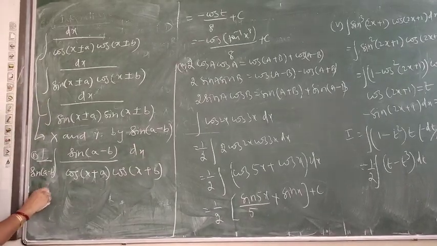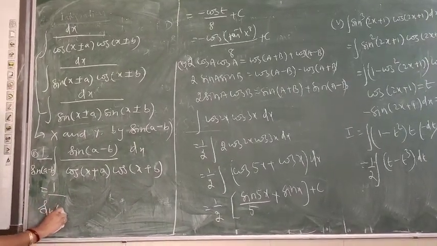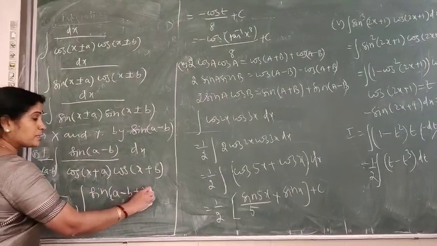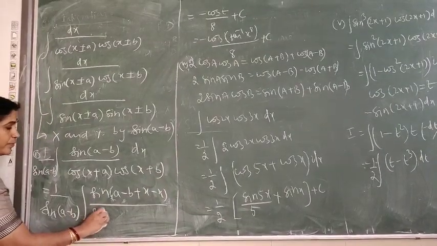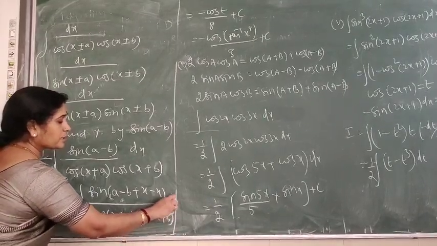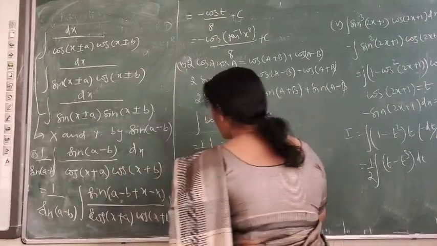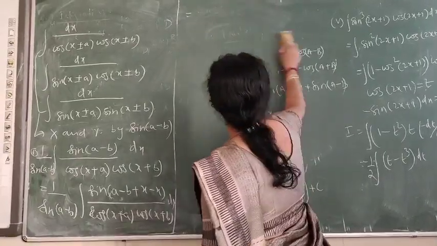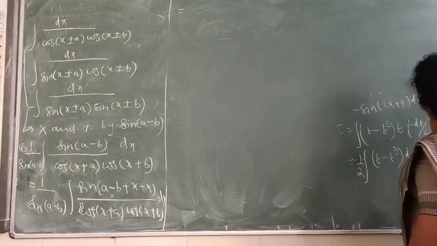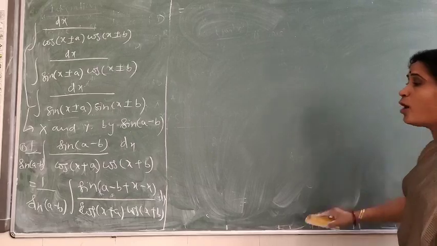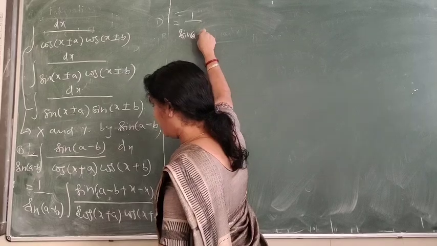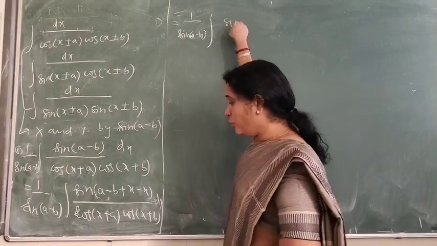Now what you have to do, just a step or two here: 1 upon sine(a minus b) into integral sine of (a minus b plus x minus x), the whole upon cos(x+a) into cos(x+b) dx, clear to you. Now you have to reassemble all these things. If you are reassembling, for the numerator, that is sine, as per the denominator, you have to reassemble here. So that is equal to 1 upon sine(a minus b) into integral, this becomes unity x plus a.